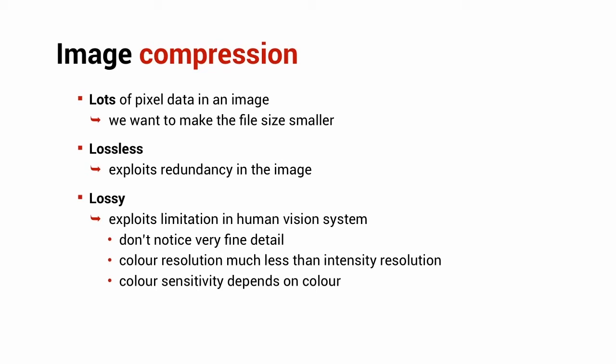So some of the problems with the human vision system is we're not very good at noticing very fine detail. We're not as good at resolving the differences between colors as we are at resolving the differences between different intensities. And our color sensitivity actually depends on the sorts of colors that we're looking at. So we can exploit these bugs in the human visual system in order to remove information that we wouldn't notice anyway and make the files much smaller.